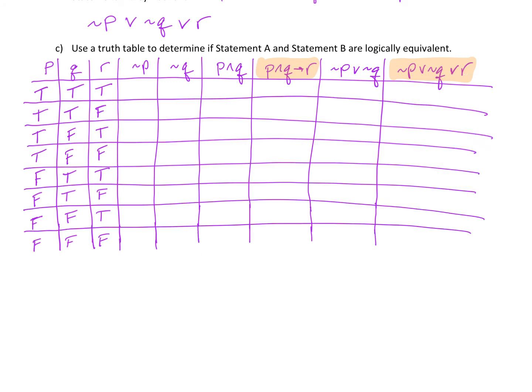All right, so now we just have to fill in the truth table. You'll notice I've highlighted the final statements that we are trying to determine if they're logically equivalent. This was statement A, this was statement B.